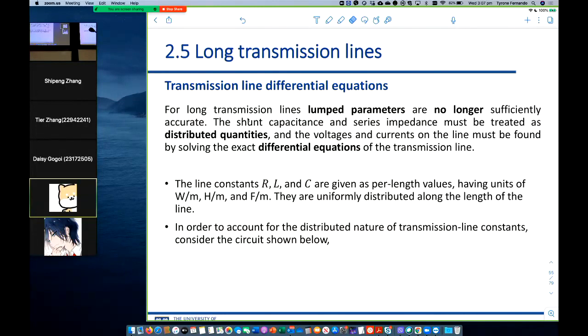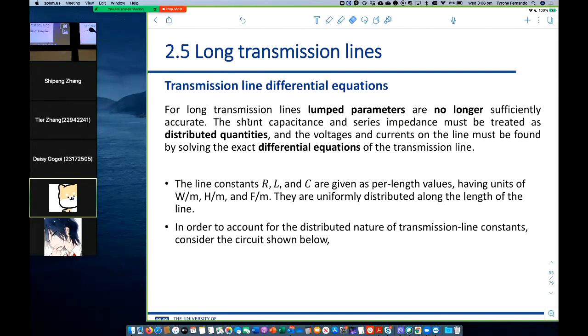So the shunt capacitance and series impedance must be treated as distributed quantities, which means we might now have to involve differential equations to do the model. Because we need to perhaps take a small section of the line and then represent that using lumped parameters and then write some differential equation to come up with a model. You're going to see that. So the shunt capacitance and series impedance must be treated as distributed quantities, and the voltages and currents on the line must be found by solving differential equations of the transmission line. So that's what we need to do.